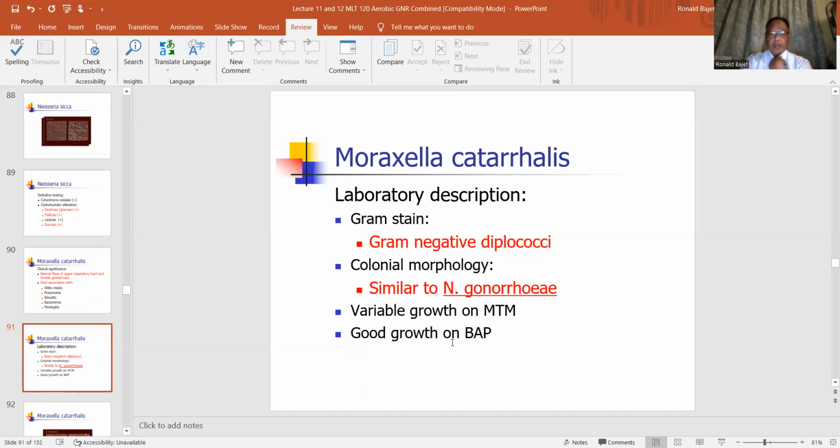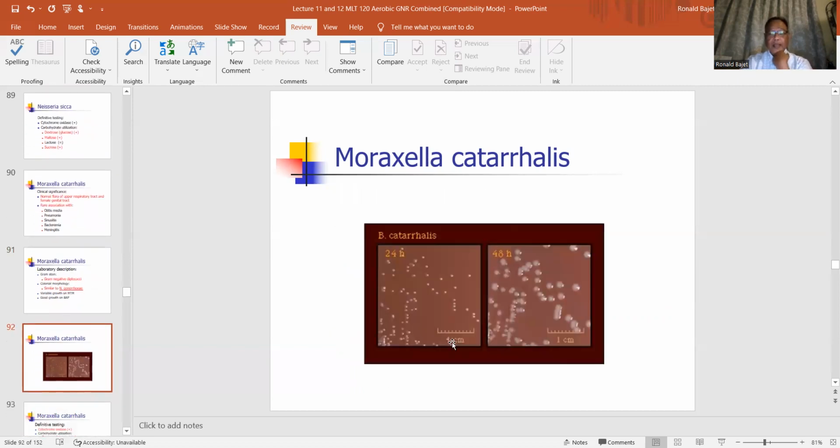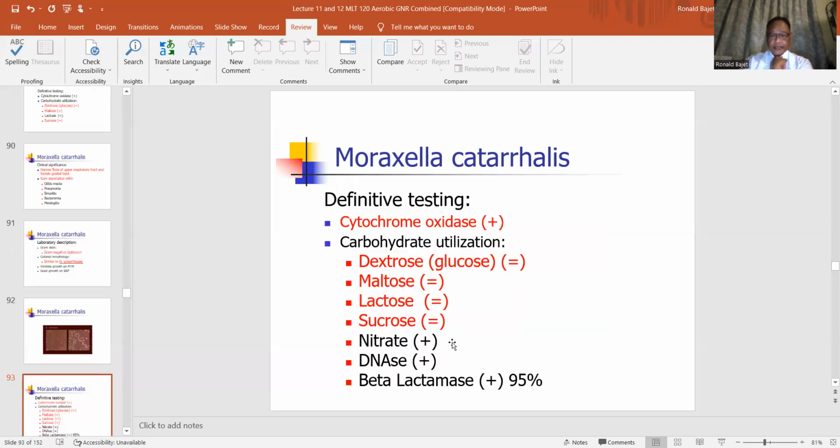Colony morphology is similar to Neisseria gonorrhoeae. It shows variable growth on Thayer-Martin and good growth on blood. And as you can see, it looks like gonorrhoeae, looks like meningitidis, looks like lactamica, looks like zikae. This is Moraxella catarrhalis.